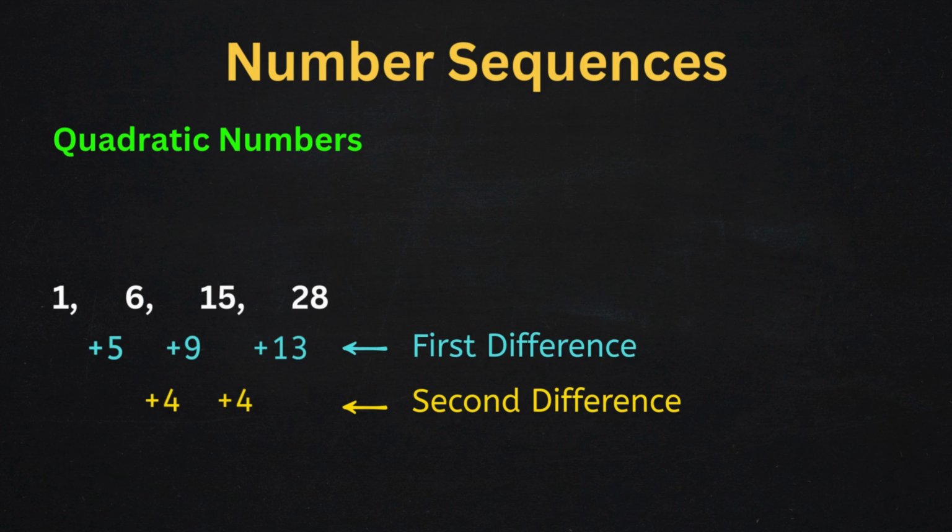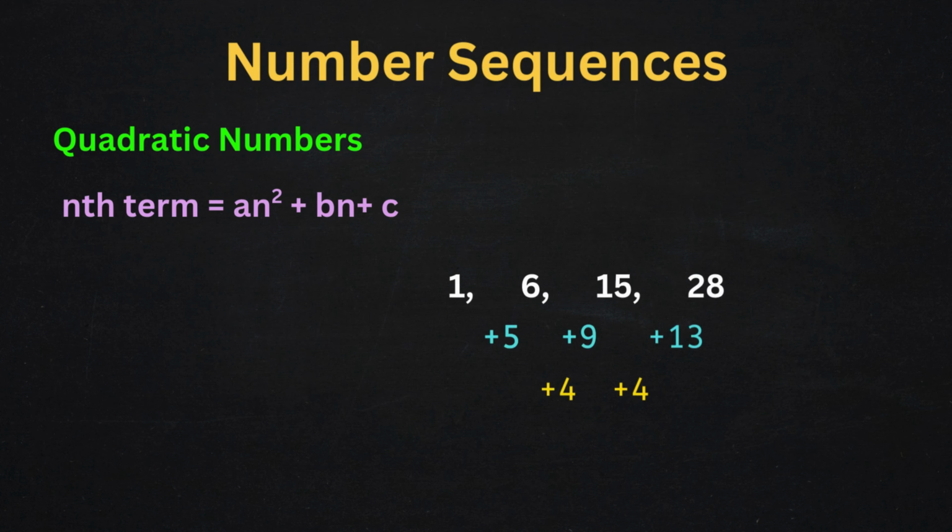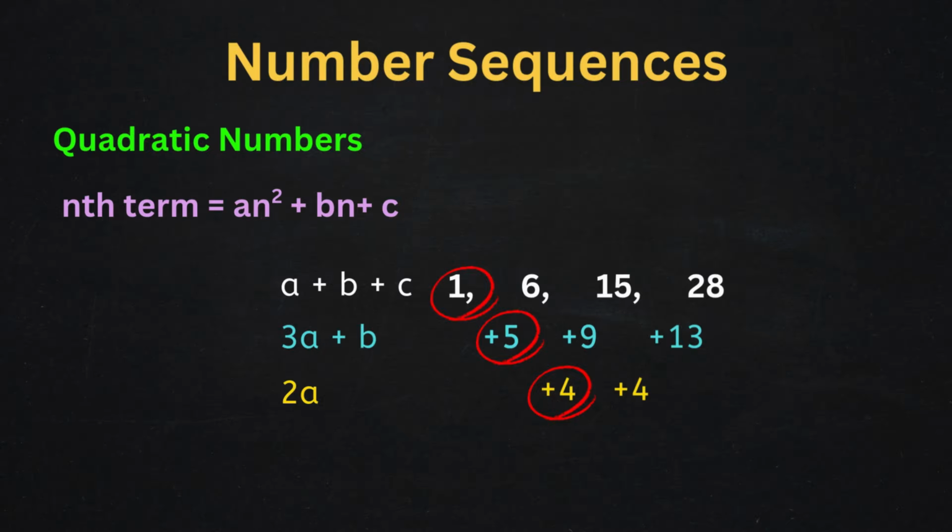Such numbers are called quadratic numbers, and their nth term is calculated as an squared plus bn plus c. Now the relationships are: the first difference is equal to 3a plus b. The second difference is equal to 2a. The first term is equal to a plus b plus c. Therefore, the bottom number is equal to 2a, the one above that equals 3a plus b, and the top one equals a plus b plus c.